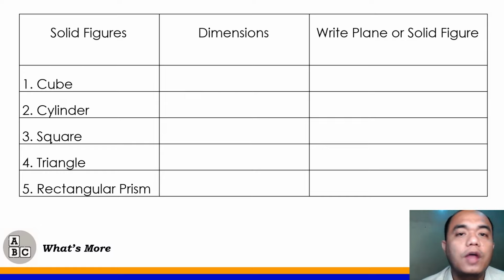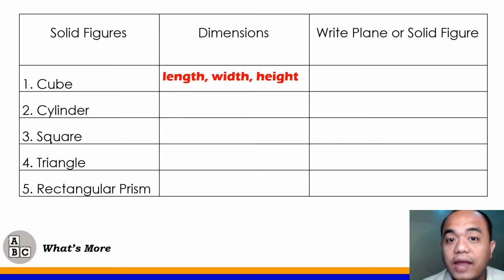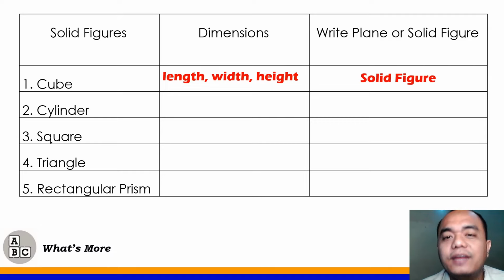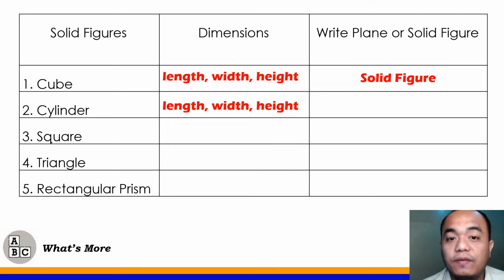Let's have the cube. What are the dimensions of cube? Yes, we have the length, the width, and the height. Obviously, the cube is a three-dimensional figure. And three-dimensional figure is a solid figure. Very good. Next, cylinder. What are the dimensions of cylinder? Yes, we have also the length, the width, and the height. Cylinder is, based on the dimension, a three-dimensional figure. And three-dimensional figure is a solid figure.